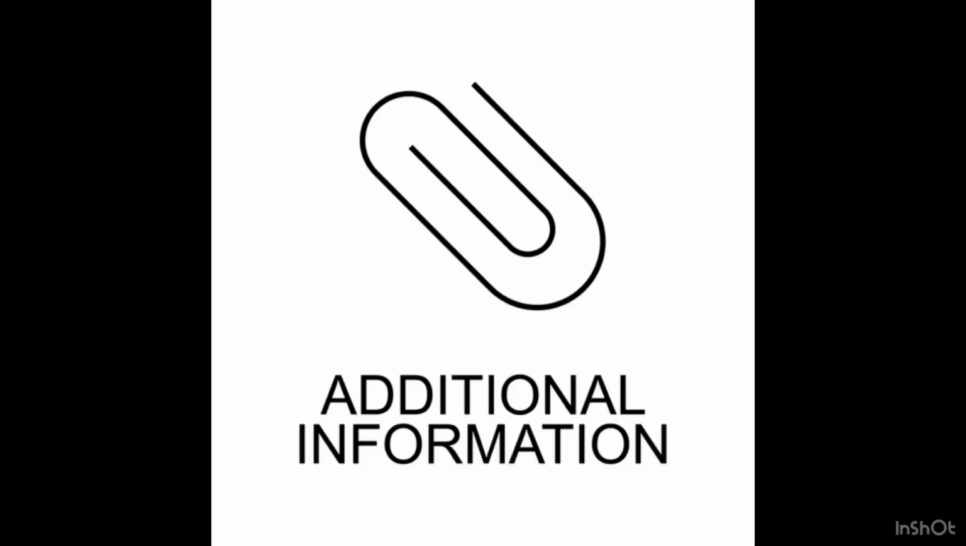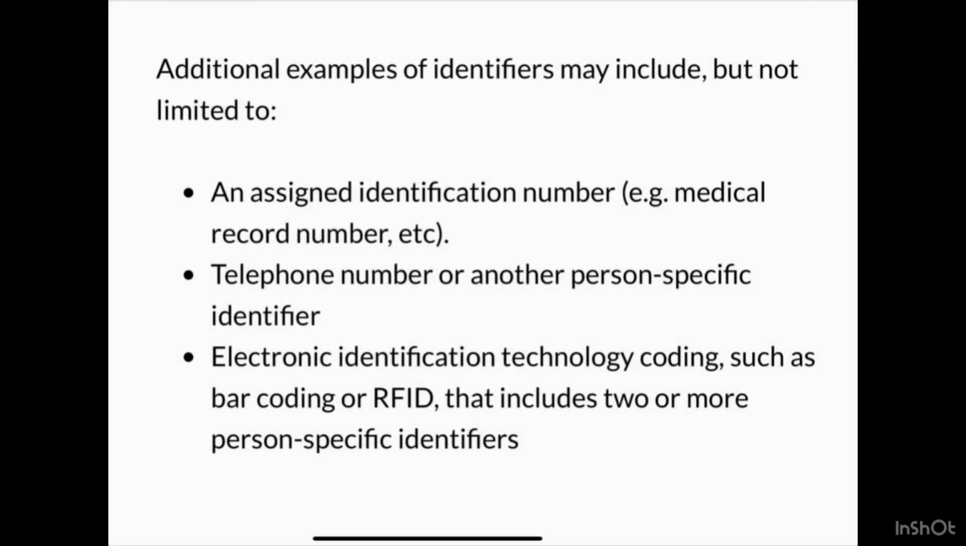Next is some information found from the Joint Commission website. It reads as follows. Additional examples of identifiers may include, but are not limited to, an assigned identification number or a medical record number, telephone number or another person-specific identifier, an electronic identification technology coding such as barcoding or RFID that includes two or more person-specific identifiers.